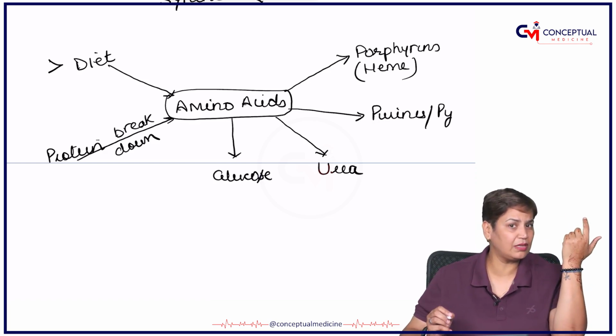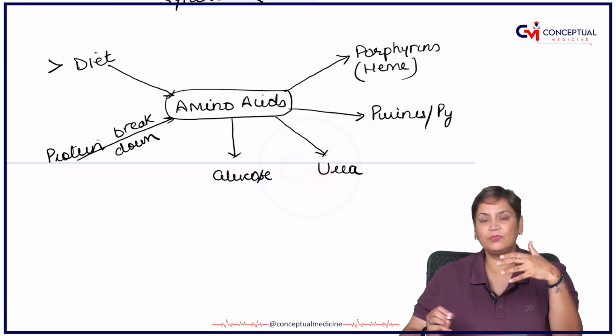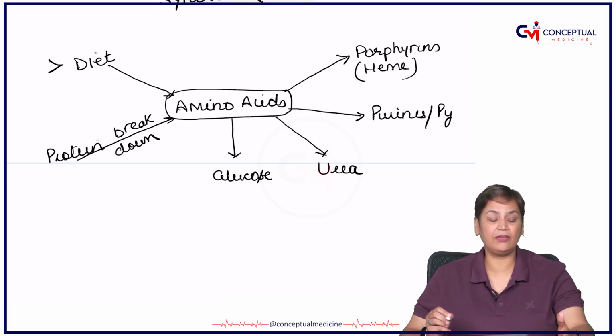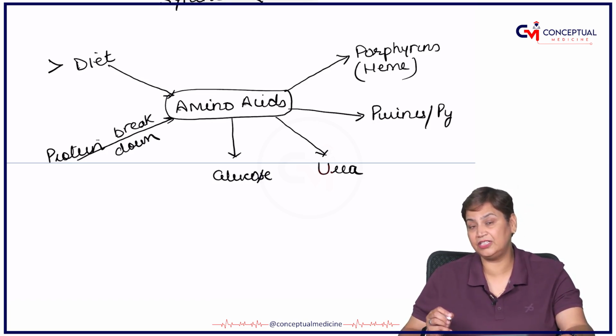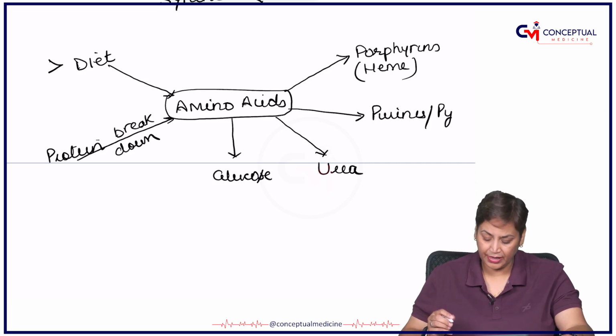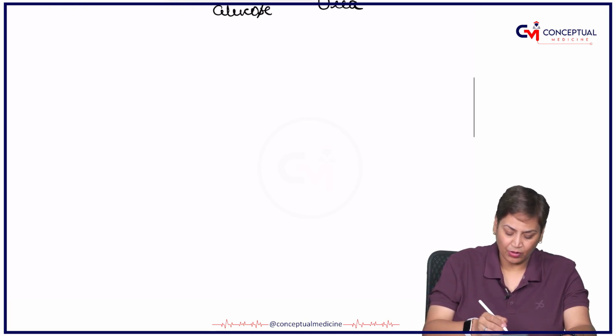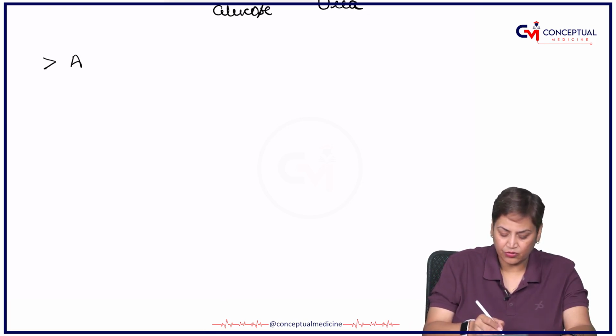And one very important thing about proteins is that they stay in our body till the last. In prolonged starvation, say if we are starving for 4-5 days, proteins are the ones which will be giving energy to the body. Okay. So now we are going to study the metabolism as per nitrogen skeleton first of all.